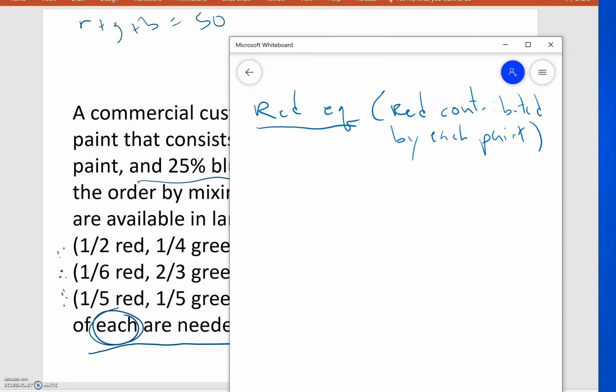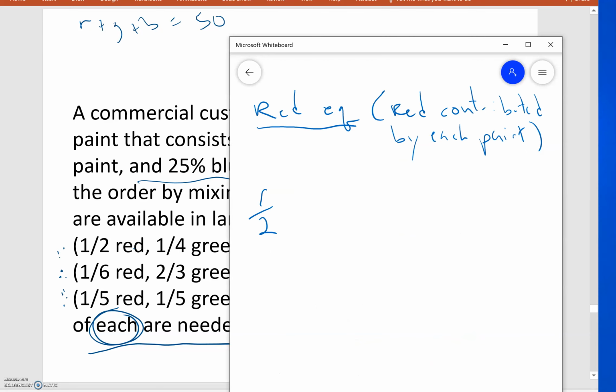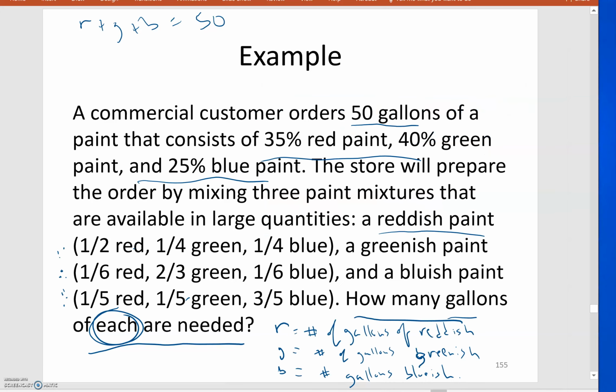Okay, so our red equation, well, here are your red proportions. You can see them here. And this is RGB. So we're going to have 1/2 of the reddish paint, which is R, plus 1/6 from the greenish paint, plus 1/5 from the bluish paint. And together that's going to give me 0.35 of 50.